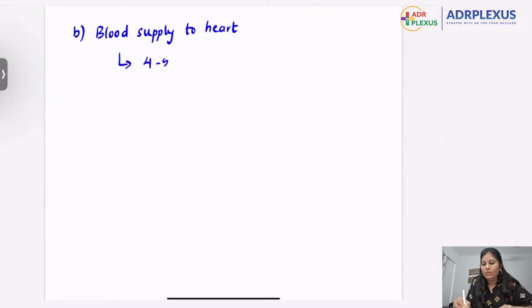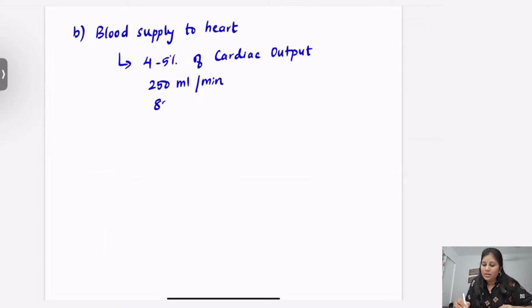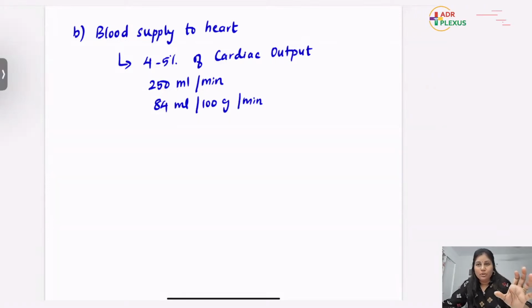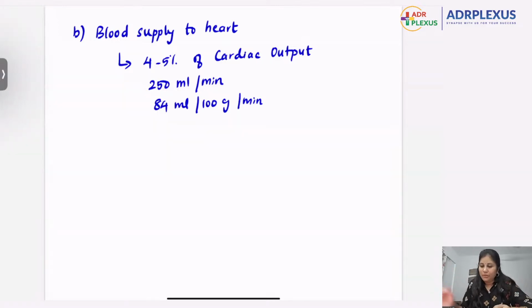What is the percentage? 4 to 5% of cardiac output is going to the heart itself. Percentage you have to write. What is the quantity? 250 ml per minute is going to the heart, or 84 ml per 100 grams of tissue. Why these are important, I am mentioning here, because the total amount of blood flow should be known, but at the same time, what is the tissue appropriate blood supply? For 400 grams, the heart receives 84 ml, which is somewhat lower when compared to other important organs like liver and kidney. So it is only 84 ml per 100 grams per minute. That is one part, blood supply.